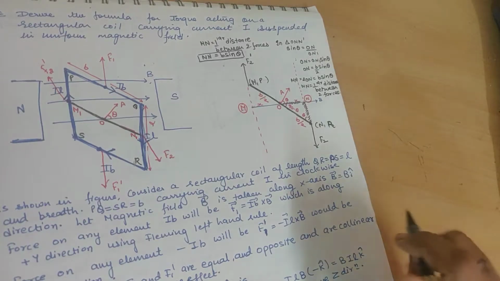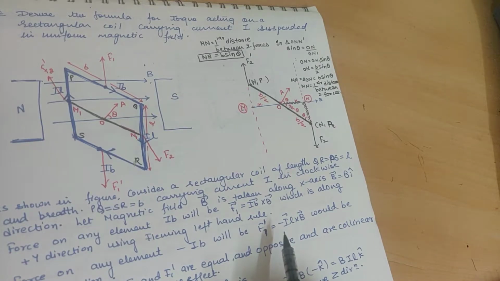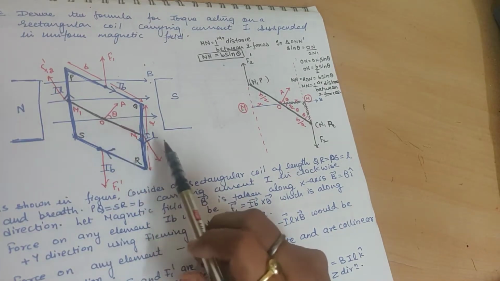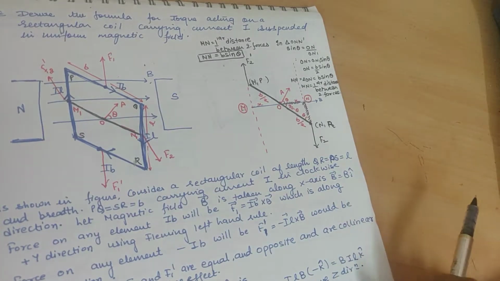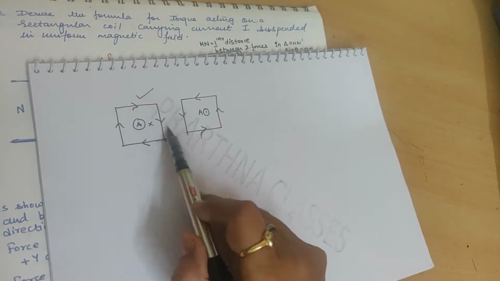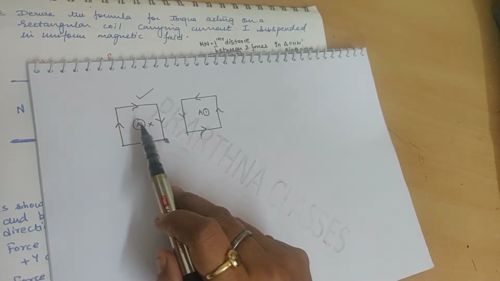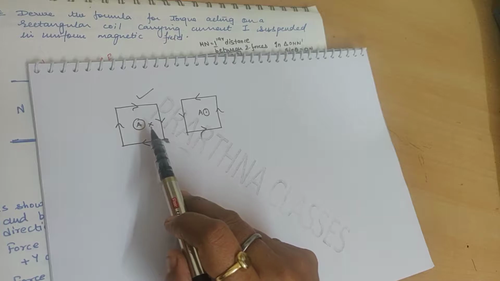We will start with the derivation of the torque acting on a rectangular coil. One rectangular coil has been given to you. Here we have taken this general case. Suppose the coil is given to you like this, a rectangular coil. First you need to find out the direction of the area vector.